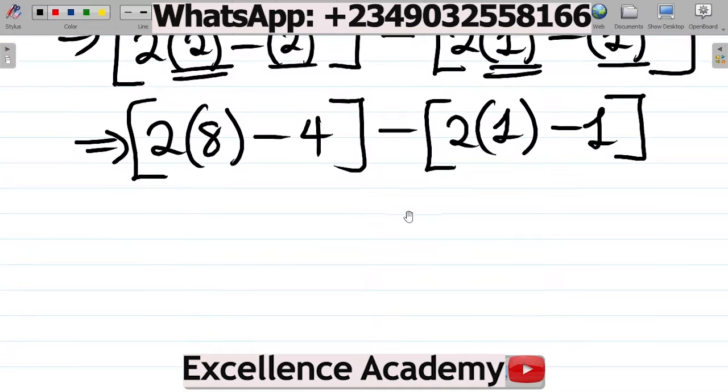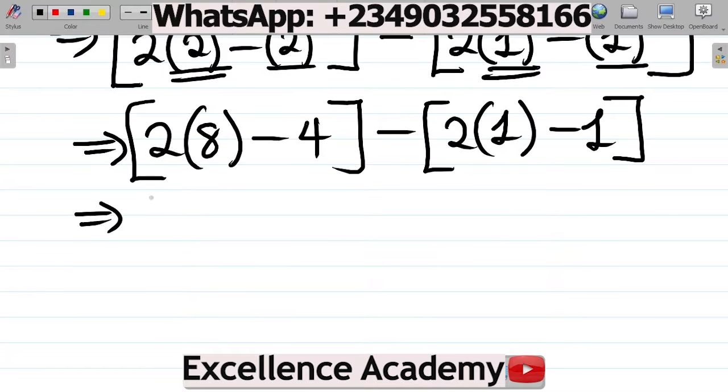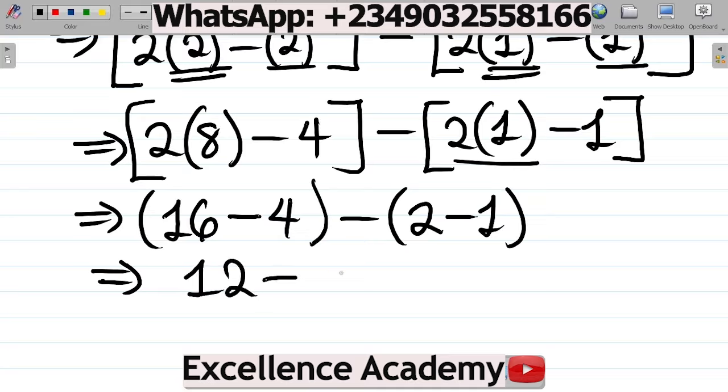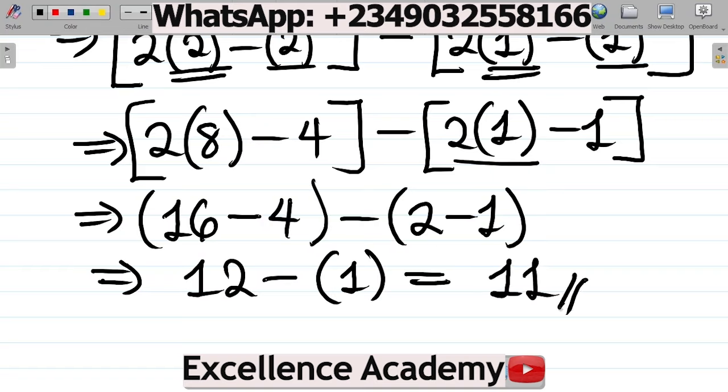All right, proceeding with this. This would give you 2 times 8 is 16 minus 4, minus 2 times 1 gives you 2 minus 1. This will give you 16 minus 4, which gives you 12. 12 minus 2 minus 1 is 1. 12 minus 1 gives you 11. All right. So the correct answer there is 11. So 11 is the correct answer.